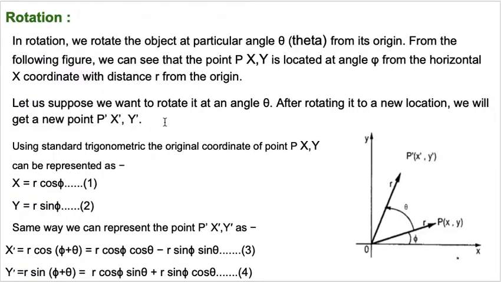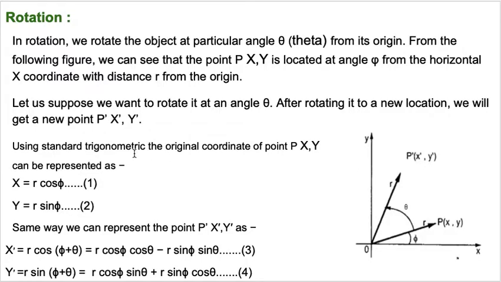From the following figure, we can see that the point P(x, y) is located at an angle of phi from the horizontal x-axis, at a distance r from the origin. Let us suppose we want to rotate it by an angle of theta. After rotating it to a new location, we will get a new point, P dash (x dash, y dash).